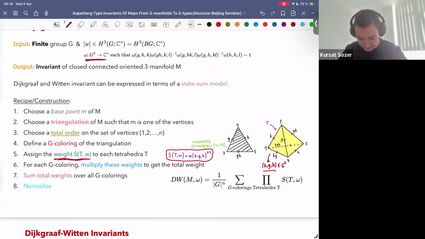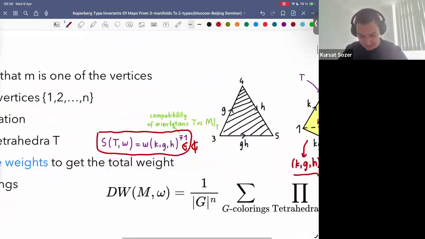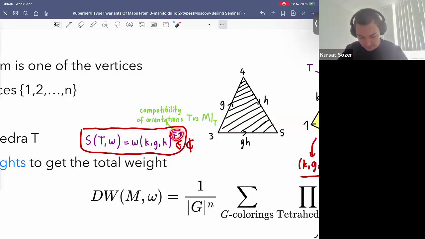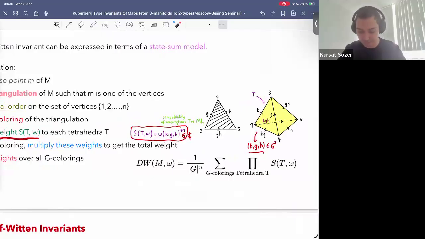We get a number in C, and we take its inverse or leave it the same depending on the compatibility of the orientation of the tetrahedron with the 3-manifold. The order on the vertices induces an orientation of the tetrahedron. If this orientation is compatible with the orientation of M, then we take exponent +1, so we leave the value as it is. If the orientation induced by the order of vertices is the opposite of the orientation of the underlying manifold, then we take the inverse of it.